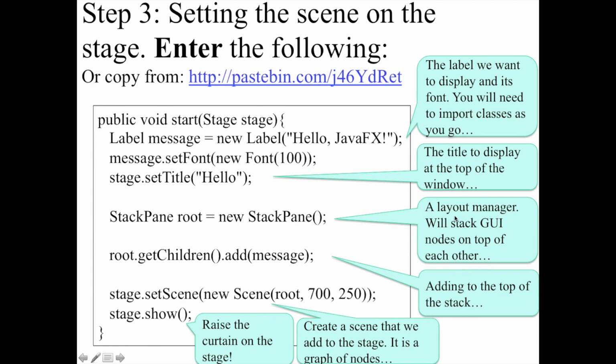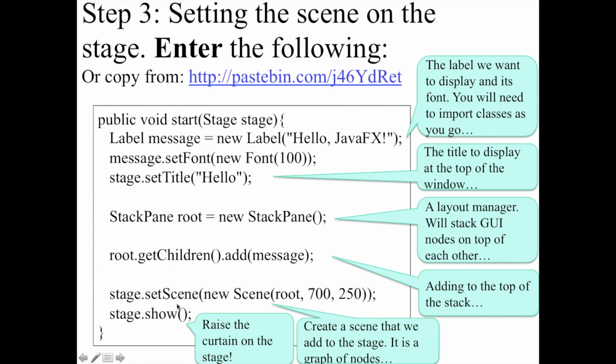use what's called a layout manager. It's a container, what we call a pane in JavaFX. And this particular kind, the stack pane, allows you to stack one component on top of another, one node on top of another. And we'll see how that works as we go along. I'm going to call this root, and what you need to do then is to get the children of root. At the moment this is going to be empty, and we're going to add our first child to this container, to this pane, which is going to be the message, the label up here.